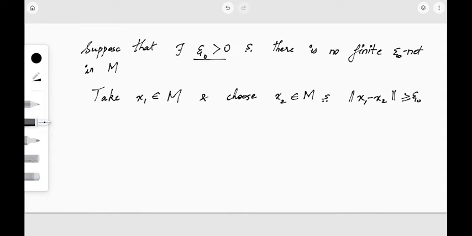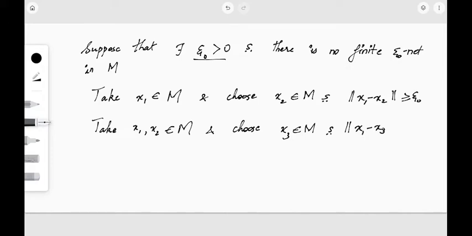Now I'm going to repeat this process again and again. Next, I take x1 and x2 in M, and choose x3 in M such that norm x1 minus x3 is greater than or equal to epsilon naught, and norm of x2 minus x3 is again greater than or equal to epsilon naught.